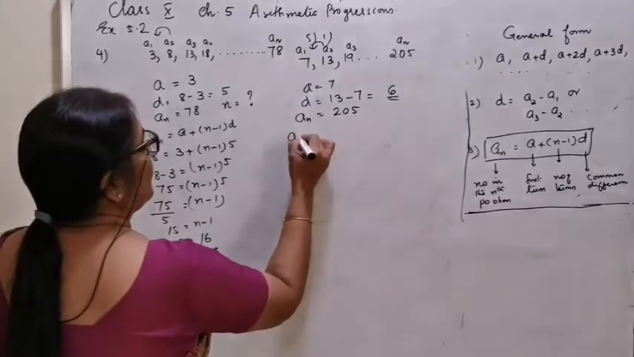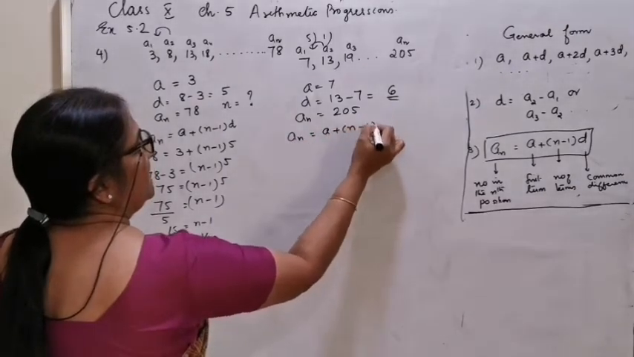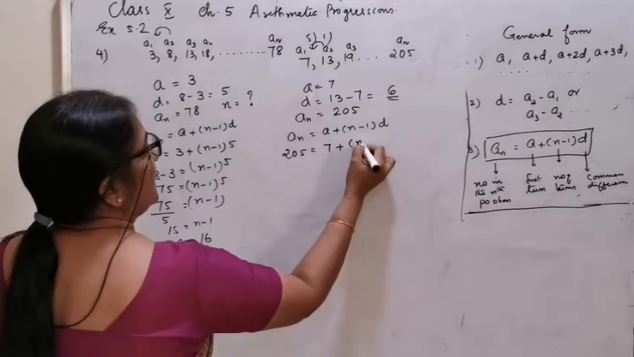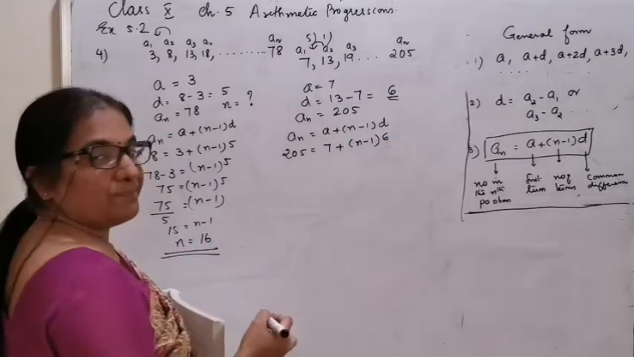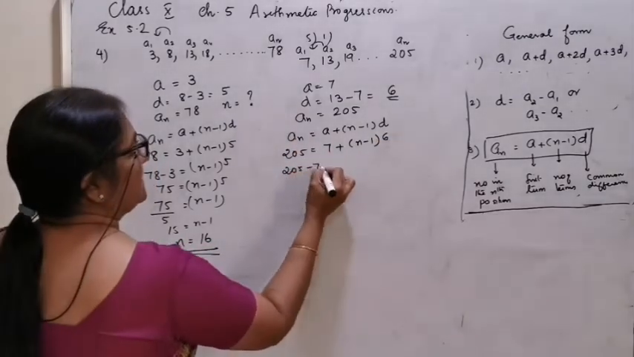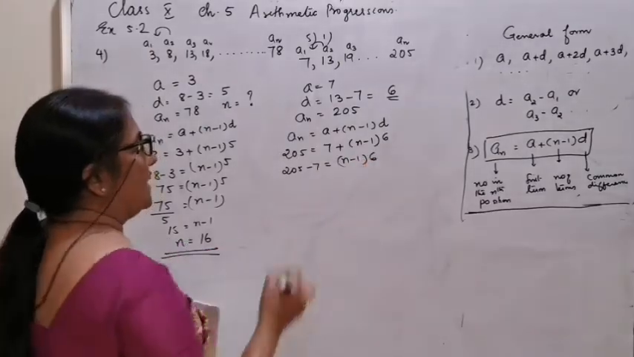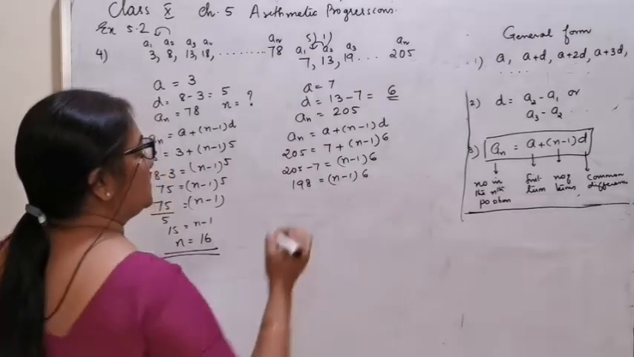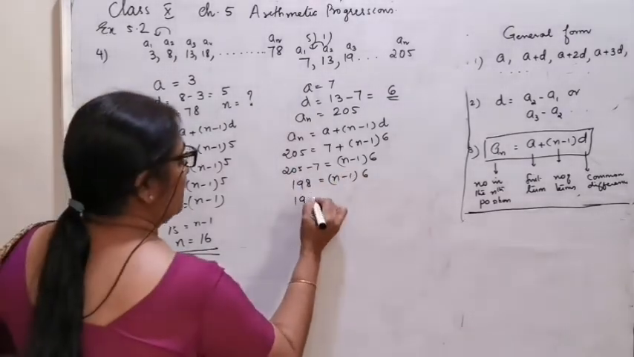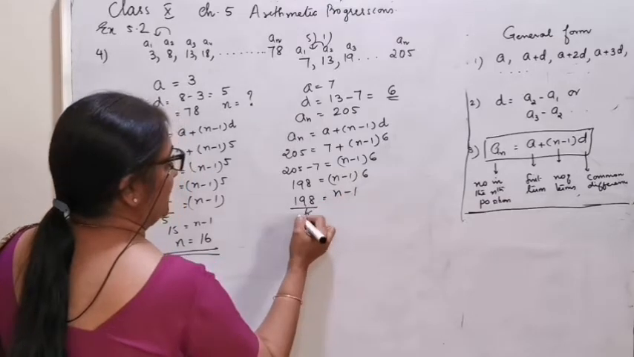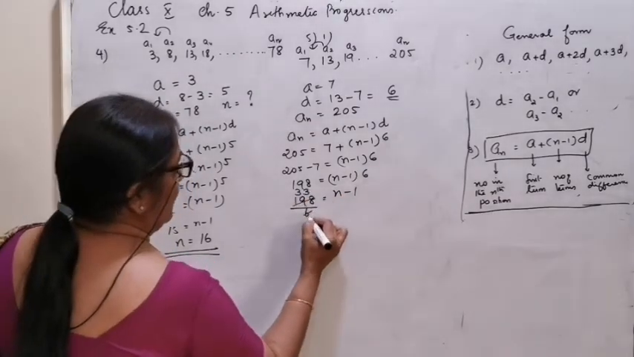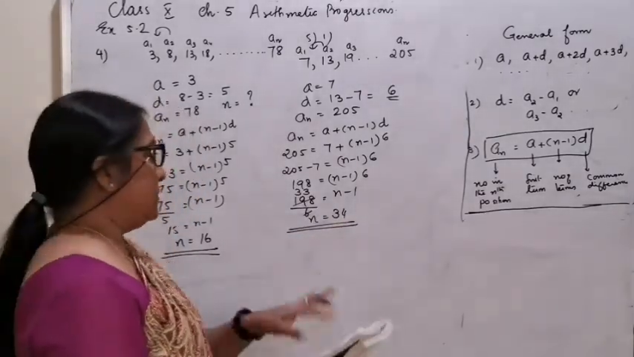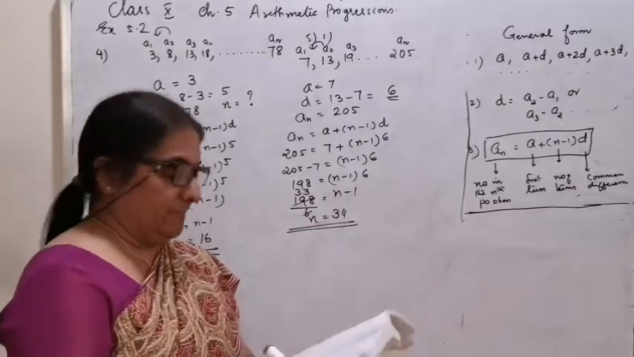The formula is AN is equal to A plus N minus 1 into D. 205 is equal to 7 plus N minus 1 into 6. 205 minus 7 is equal to N minus 1 into 6. 198 is equal to N minus 1 into 6. Divide by 6: 198 by 6, six 3s are 18, so 33. N minus 1 is 33, so the value of N is 34. As I told you, the value of N should always be a whole number.